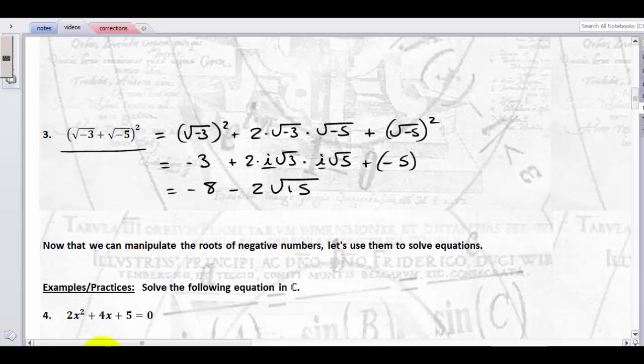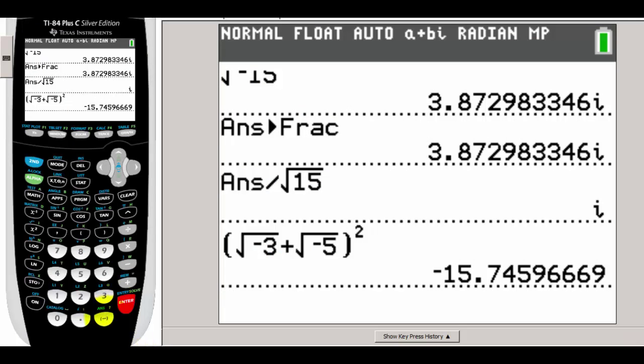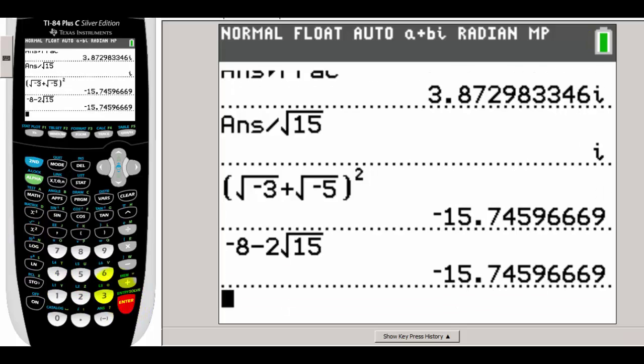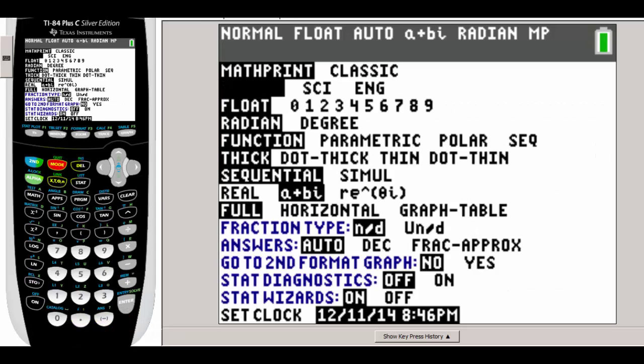So let me see what my answer is. I think it's negative 8 minus 2. So I could type that in the calculator and check it out, right? It's going to be easy. So let's see. Negative 8 minus 2 square root of 15. Let's see if this is what we have. And yes, that's what I have. So I got it. I have the right answer. All right, you see, pretty simple. You just got to change the mode and make sure you are in the a plus bi mode.